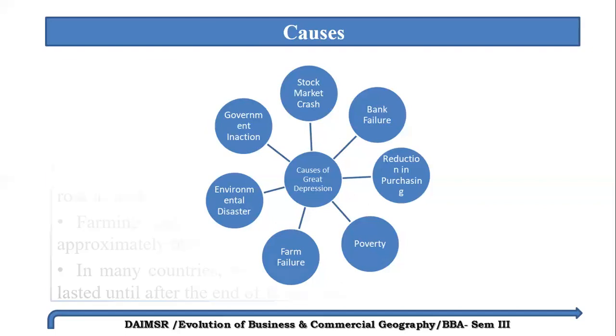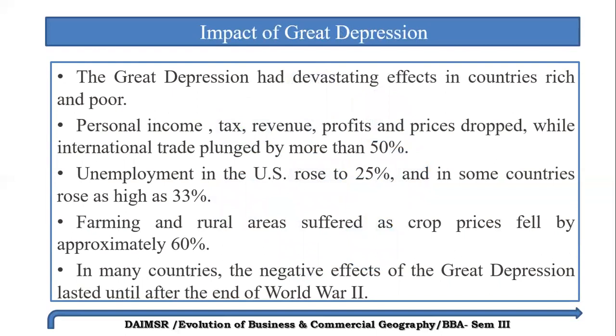Okay. Now, the impacts of the Great Depression. The Great Depression had devastating effects in countries rich and poor. Personal income, tax revenue, profit and prices dropped, while international trade plunged by more than 50%. Unemployment in the US rose to 25%, and in some countries rose as high as 33%. Farming and rural areas suffered as crop prices fell by approximately 60%. In many countries, the negative effects of the Great Depression lasted until after the end of World War II.